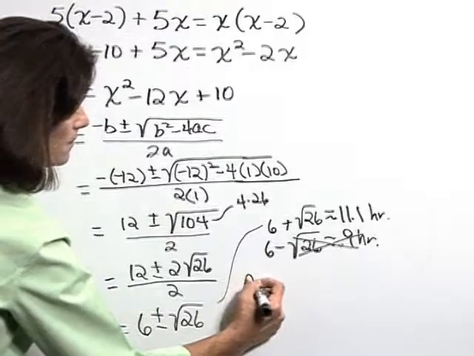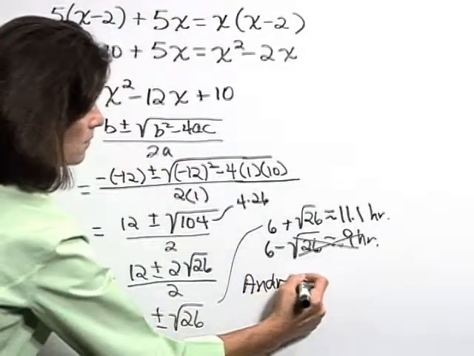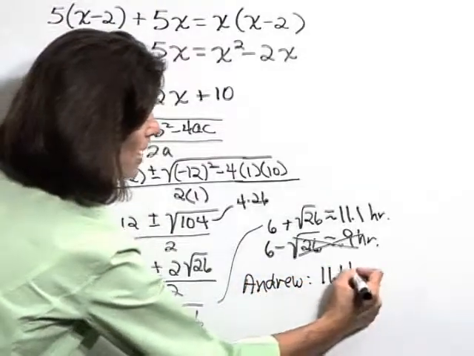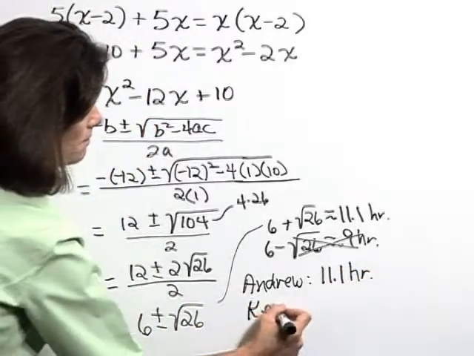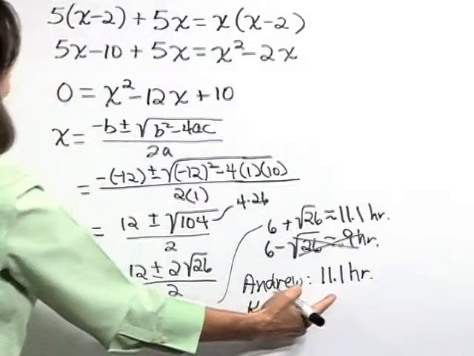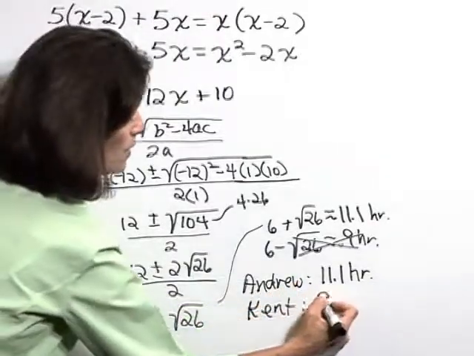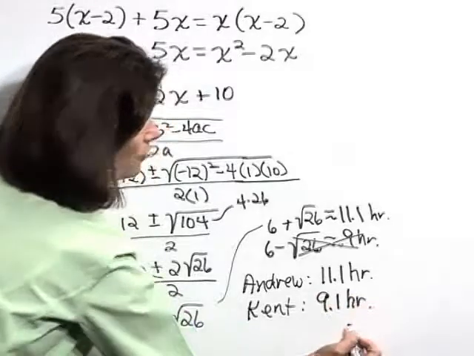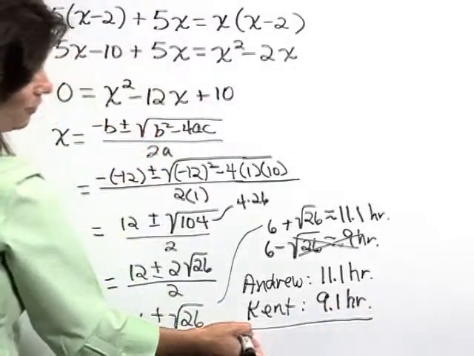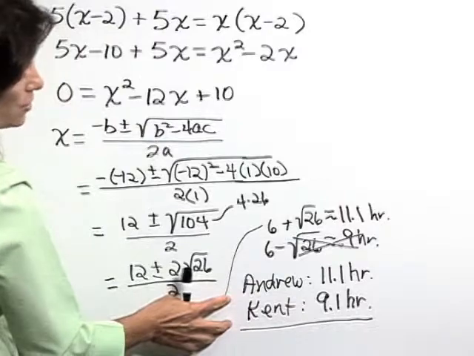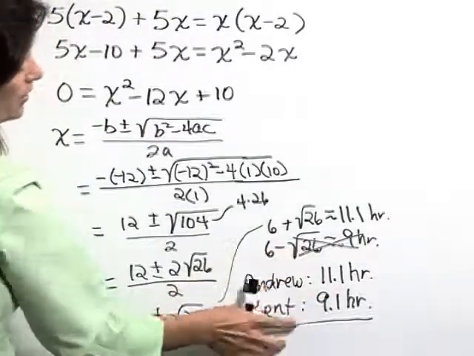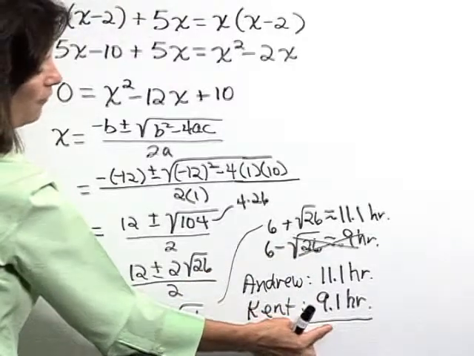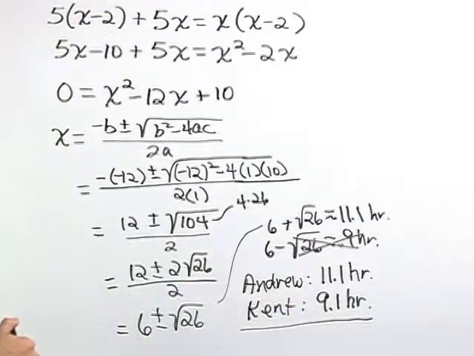Andrew's time is 11.1 hours, and Kent's time then is that 11.1 minus 2, that's 9.1 hours. We've summarized our answer very clearly. I'm going to leave this one for you to check. You can check those in your original equation, and you're going to get approximately a true statement. Remember that we've rounded those off. Andrew's time is 11.1 hours, Kent 9.1 hours.